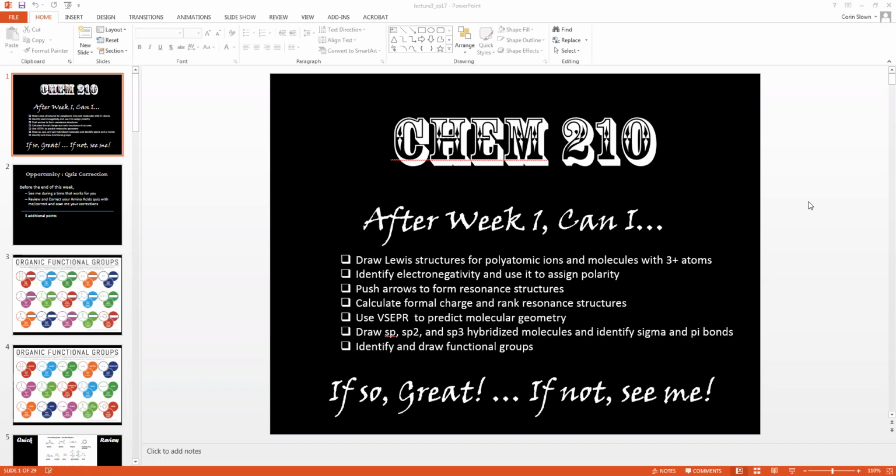Can I push arrows to form resonance structures? And then can I calculate formal charge and rank resonance structures based on the distribution of charge? Can I use valence shell electron repulsion theory to predict my molecular geometry? And then can I draw sp, sp2, and sp3 hybridized molecules and identify the sigma and the pi bonds? And last but not least, can I identify and draw functional groups?